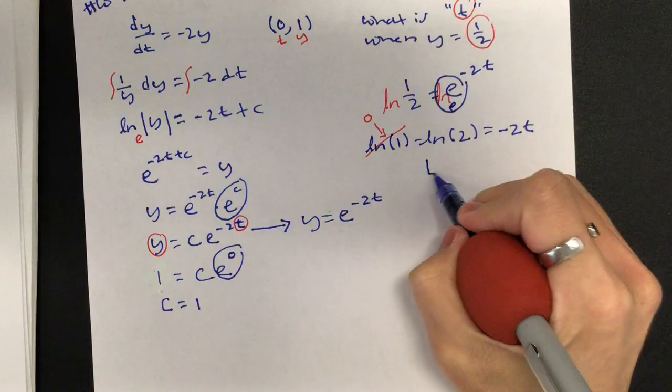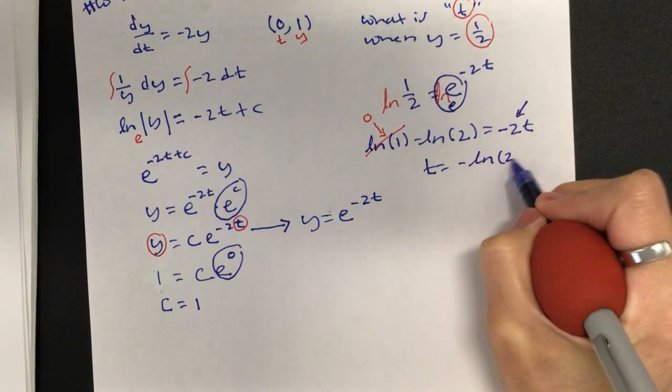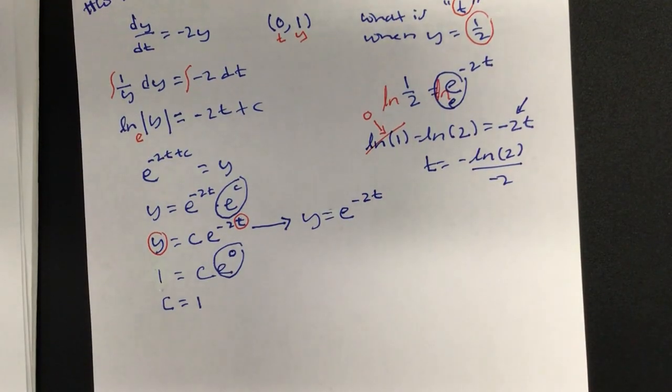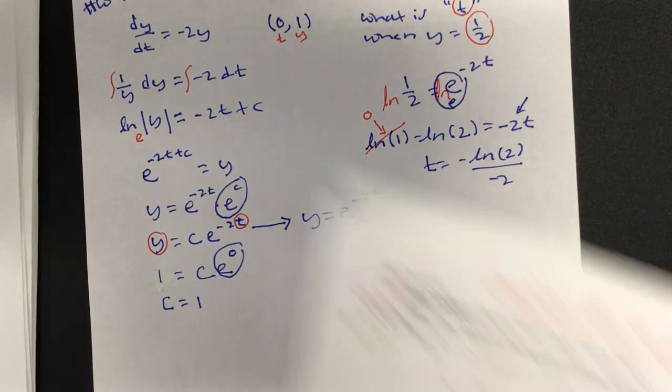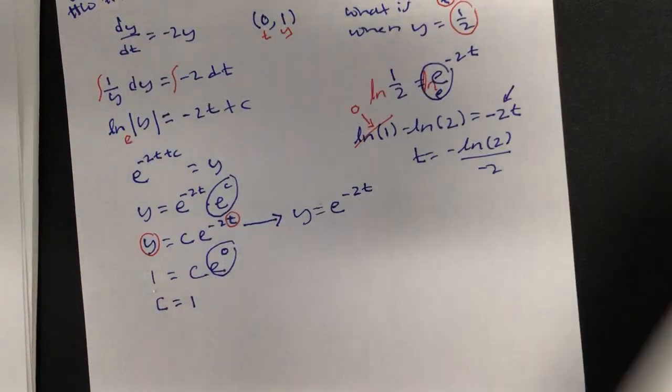So if I'm solving for t, all I'm going to do is divide by negative 2. So negative natural log of 2 over negative 2. And what's going to eliminate from the top and the bottom? The negative. So what answer is correct? C it is. Now let's go on to number 3.